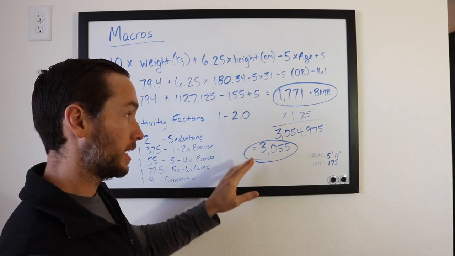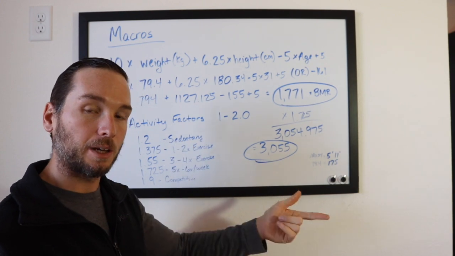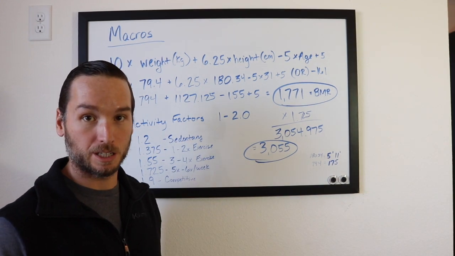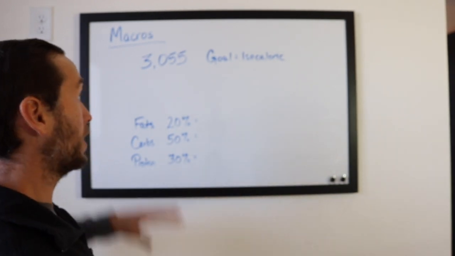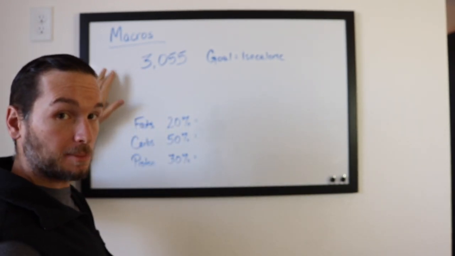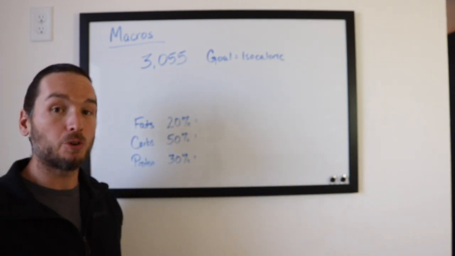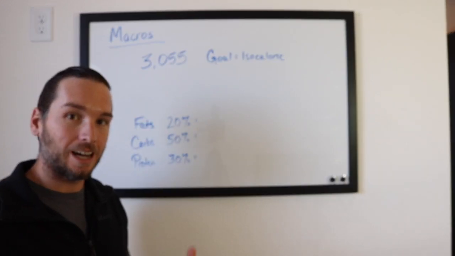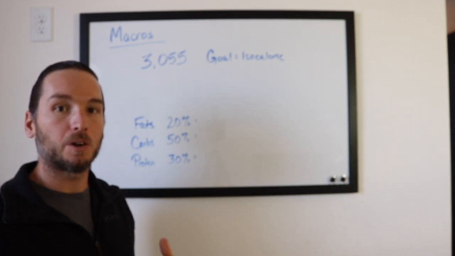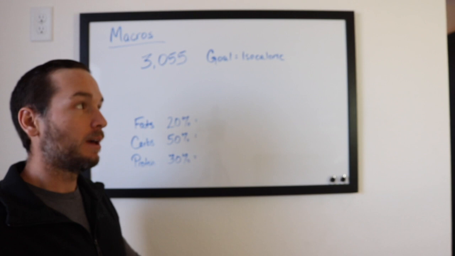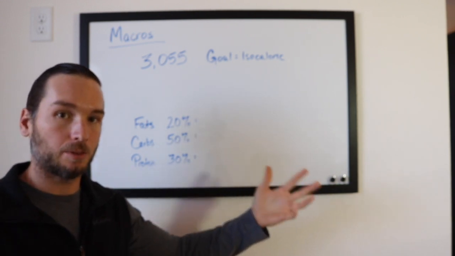So what I'm going to do is take the 3,055, apply it, take this equation out, and start playing with the macro percentages that we've given you, okay? All right, here we go. So I went ahead and took that 3,055 calories and posted it up top here, okay? And my goal is going to be isocaloric. Basically that means that I want to maintain my weight right now because I'm in an off season and I want to continue to build strength, but maintain most of the weight that I'm carrying because I'm a triathlete and I don't want to lose a lot of weight.